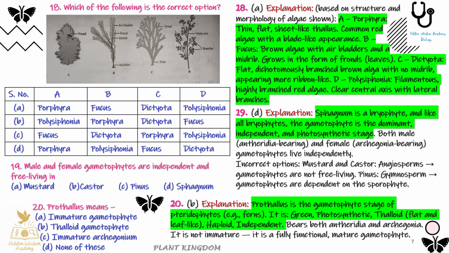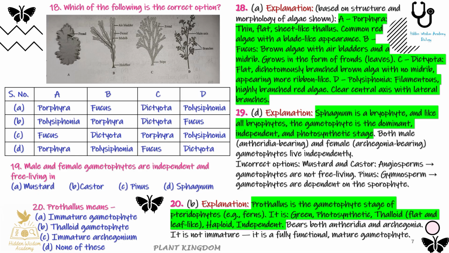Question 20. Prothallus means: Option A, Immature gametophyte. Option B, Thalloid gametophyte. Option C, Immature archegonium. Option D, None of these. Explanation: Prothallus is the gametophyte stage of pteridophytes, for example, ferns.